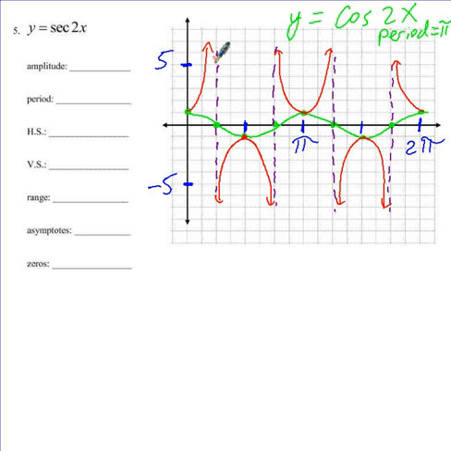So we don't usually talk about amplitude with the secant and the cosecant graphs, but period is going to be how long does it take to make one full cycle. And I think you'll find it matches the same as cosine. It took pi for cosine, so for secant, it takes pi. Horizontal shift is none. Vertical shift is none.